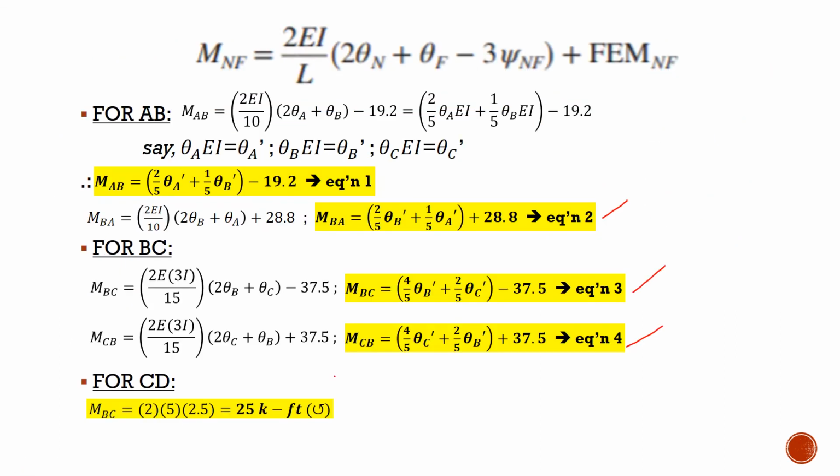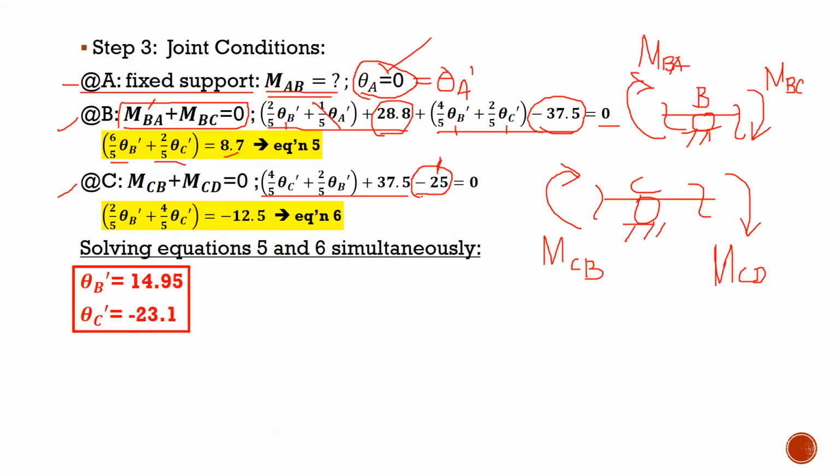The value here might appear positive, positive 25, but the rotation was placed counterclockwise. So by the time it reaches the joint condition, it becomes negative due to the counterclockwise rotation. Let this sink in, guys, the overhang. Again, simplify the same as you did at joint B. Simplifying the equation, you will get equation 6 from joint C.